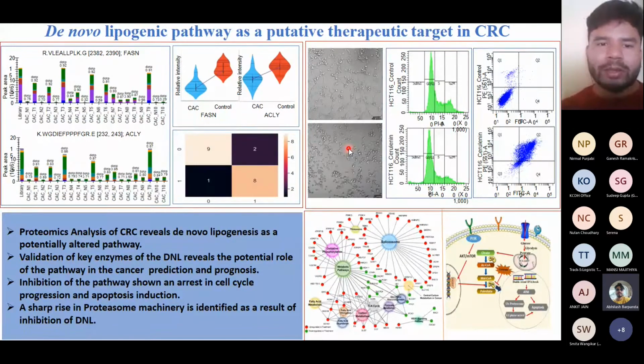But then the method we have to determine, a very small method. So here we have developed one method called parallel reaction monitoring. In that method, you can identify any protein that you want to fit to the instrument. We just have to give the proteome, whatever protein we can extract from the samples, and the instrument will measure the level of that particular protein.